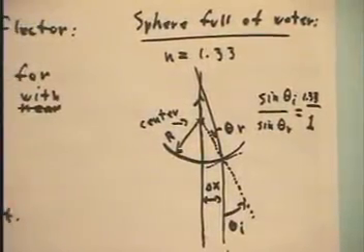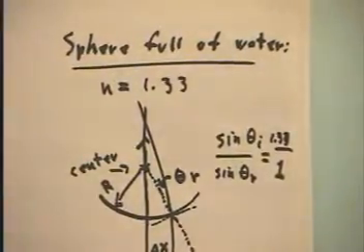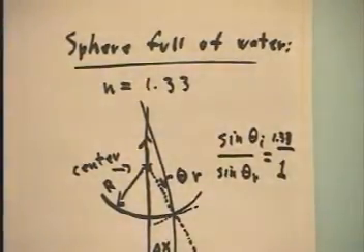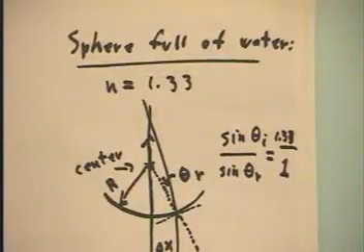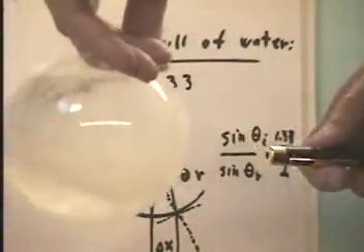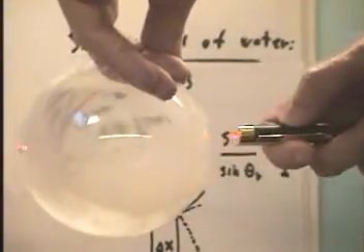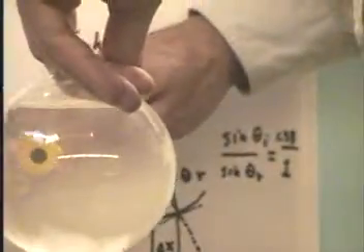Now we analyze a sphere full of water. We can actually look at a sphere full of water. Excuse me, I didn't have the sphere as close as I thought I did. Let's look at what happens. Right here is a Christmas tree ornament full of water. I can shine the laser through the ornament. So I'm going to bring the laser over to this side.